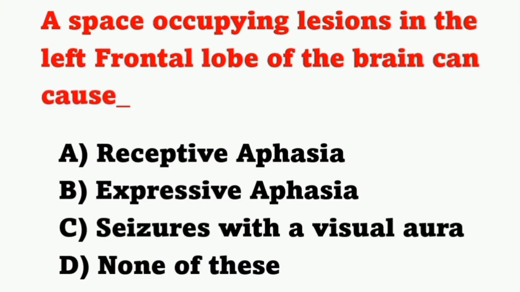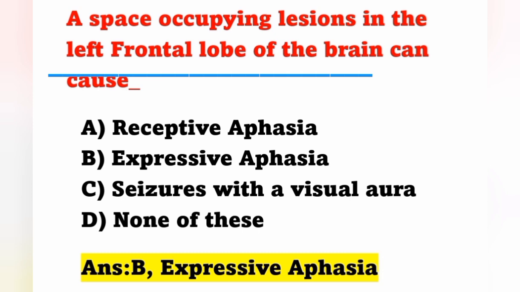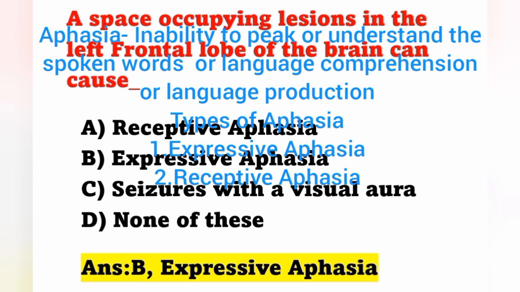Move on to the next question. A space occupying lesion in the left frontal lobe of the brain can cause: option A receptive aphasia, option B expressive aphasia, option C seizures with a visual aura, option D none of this. Question: lesions or injury in the left side frontal lobe of the brain can cause, or can lead to, option B expressive aphasia. That is the correct answer.